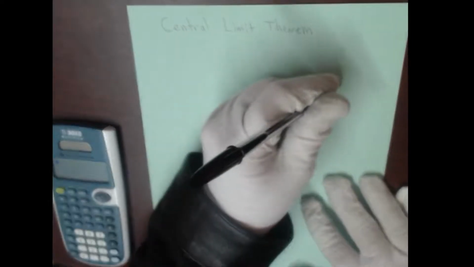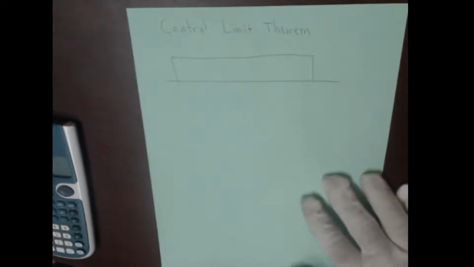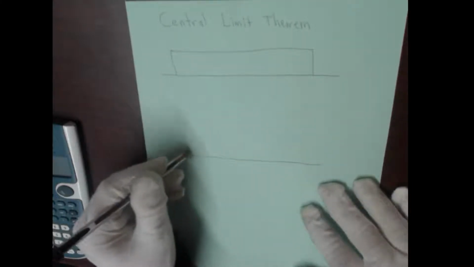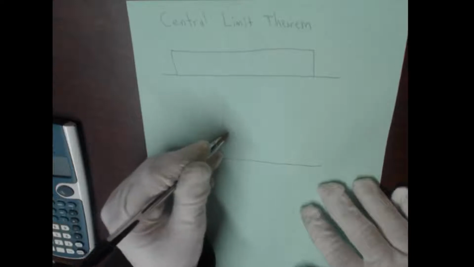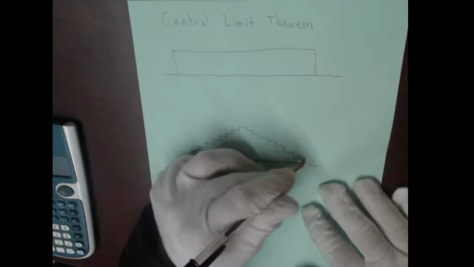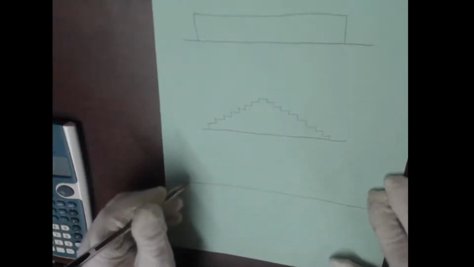What I want you to imagine is, imagine you have some kind of distribution. Let's imagine that your first distribution is a uniform distribution. So every single person has the same chance of being selected, and they all have the same value. Next, I want you to imagine a second distribution called a binomial distribution. You know, that kind of looks like a Mayan temple. Okay, that's a distribution.